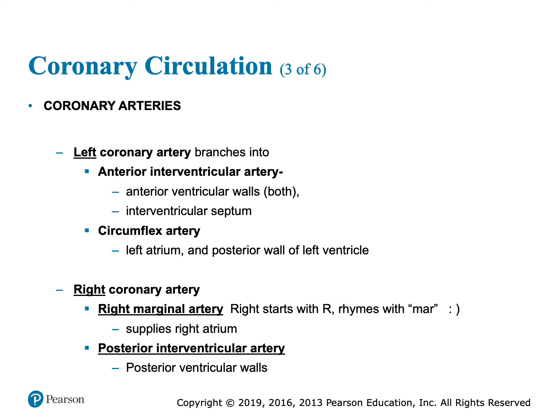So some branches that you need to know. The left coronary artery goes into the left interventricular artery. It also branches into the circumflex artery. And you'll see this in lab. You probably already have seen it in lab by now. The right coronary artery is going to branch into the right marginal artery. So both of them R. That's what I do. That's just me. You do what you want. And then the posterior interventricular artery, which is going to go into that posterior interventricular sulcus.